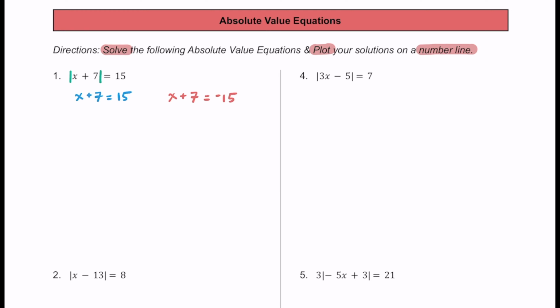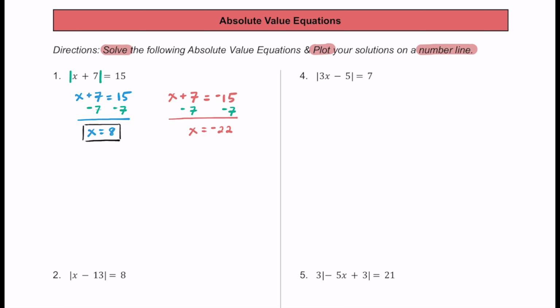For our first equation on the left, we're going to go ahead and take away 7 from both sides of the equation. That's the subtraction property of equality. If we do that, those 7s are going to cancel out with each other, and we're going to find out that x is equal to 8. For the equation on the right, we can take away 7 from both sides of the equation. And if we take away 7, then those 7 and negative 7 are going to cancel out with each other. And so we're just going to say that x is equal to, and negative 15 take away 7 is negative 22. These would be the two solutions for this absolute value equation.